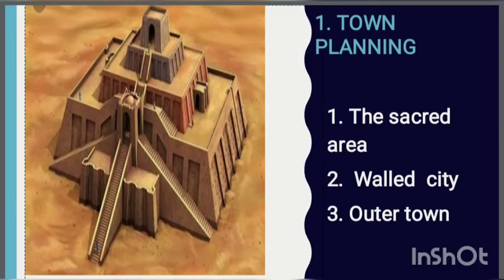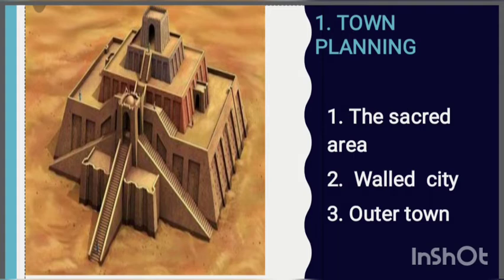Town planning. The discovery of the Sumerian city of Ur tells us how the people of early Mesopotamia lived. The cities were not as well planned as the Harappan cities, but they followed a uniform pattern. Excavations show that the city was divided into three main parts: the sacred area, the walled city on a mound, and the outer town.